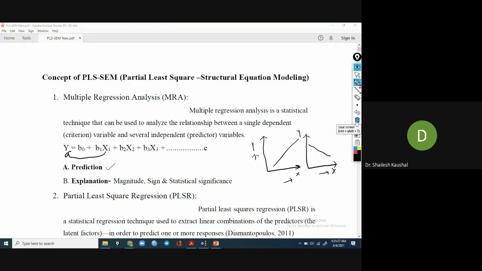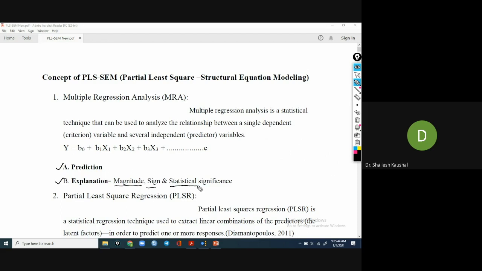So in multiple regression analysis, on the basis of data we predict something: prediction and explanation. The explanation means there are three things: magnitude, sign and statistical significance. What does magnitude mean? Magnitude means we measure the magnitude of each independent variable, like b1, the magnitude of the x1 independent variable. b2 is the regression coefficient of the x2 variable. b3 is the magnitude of x3.